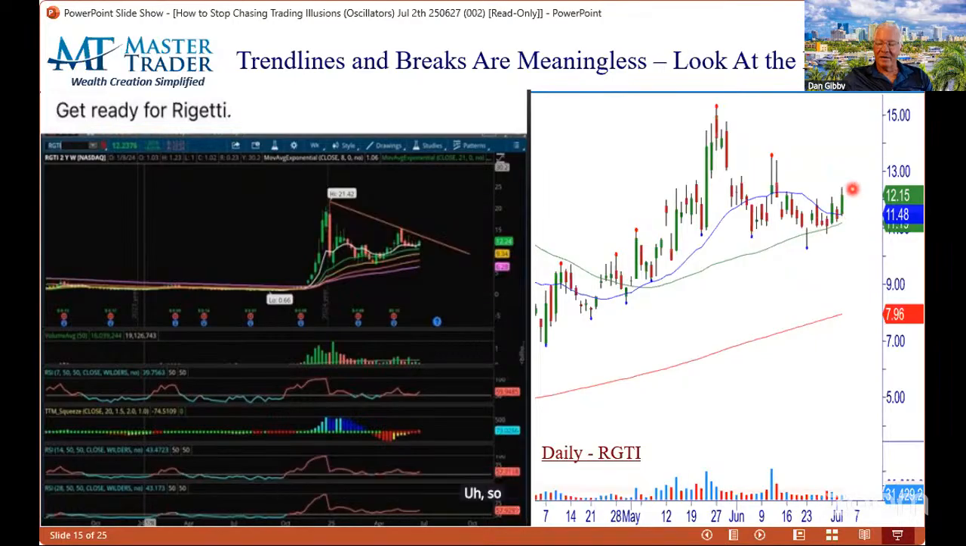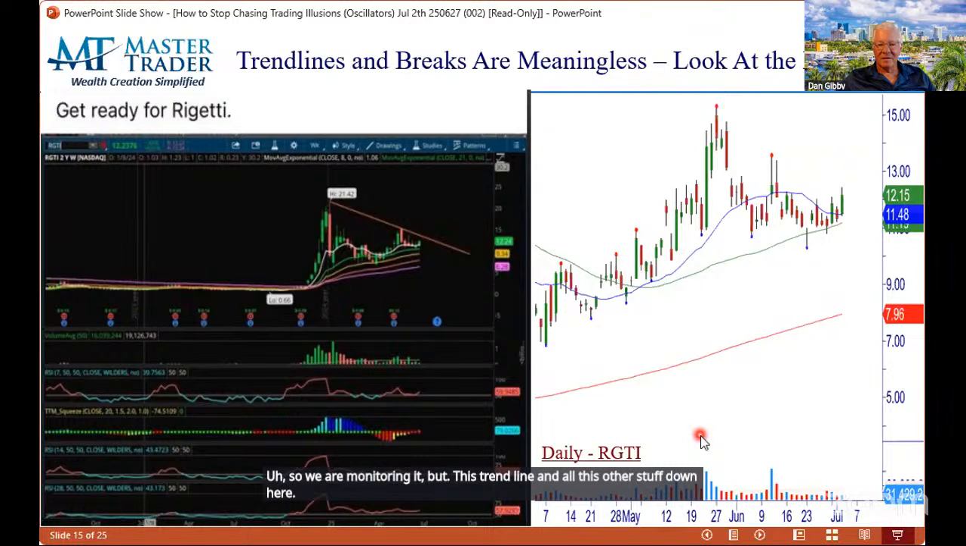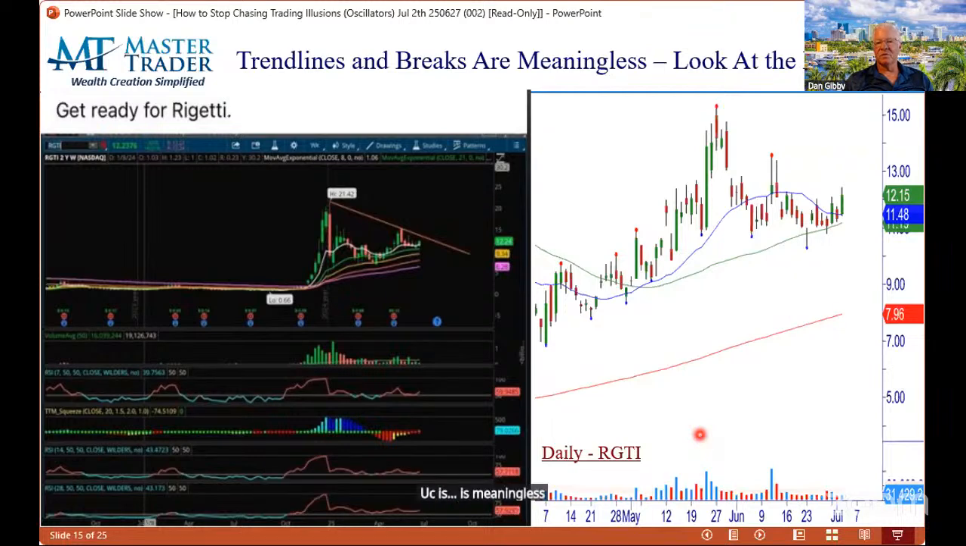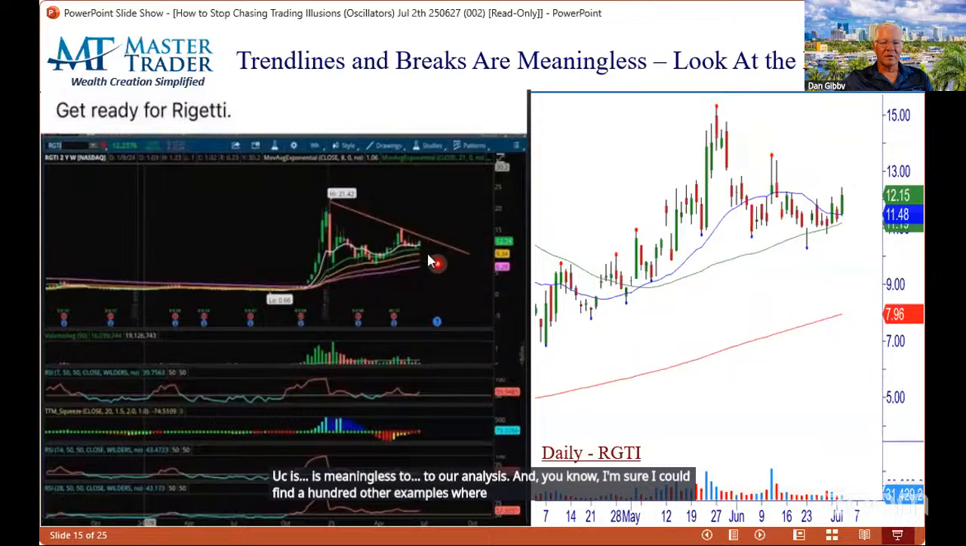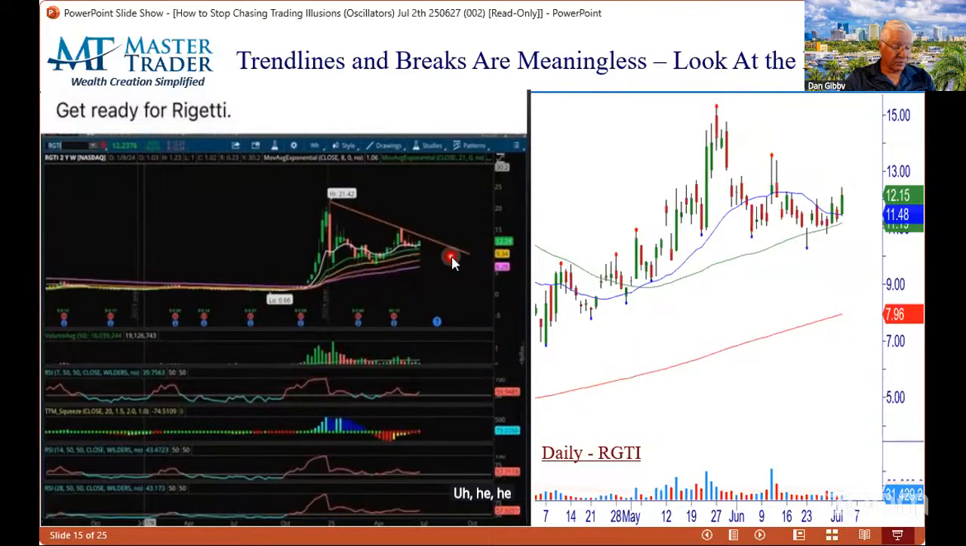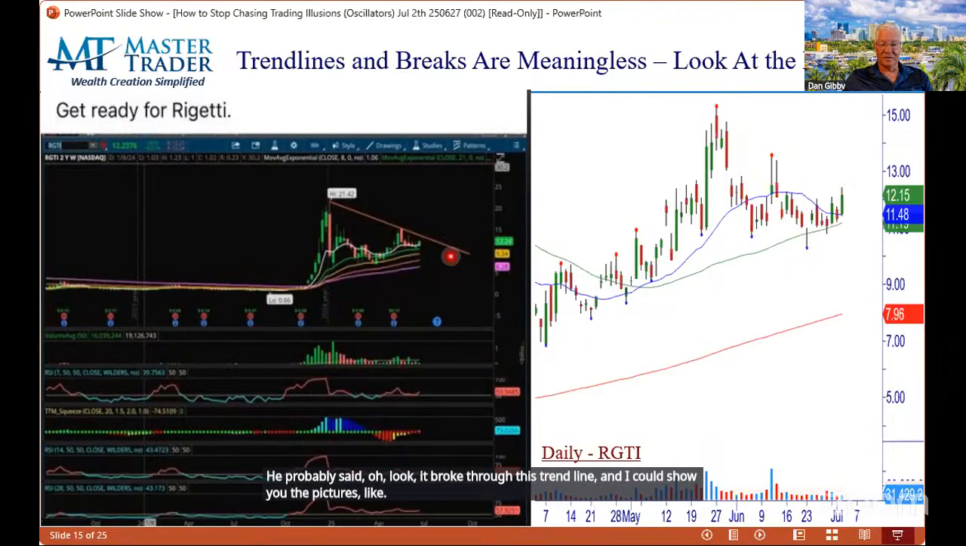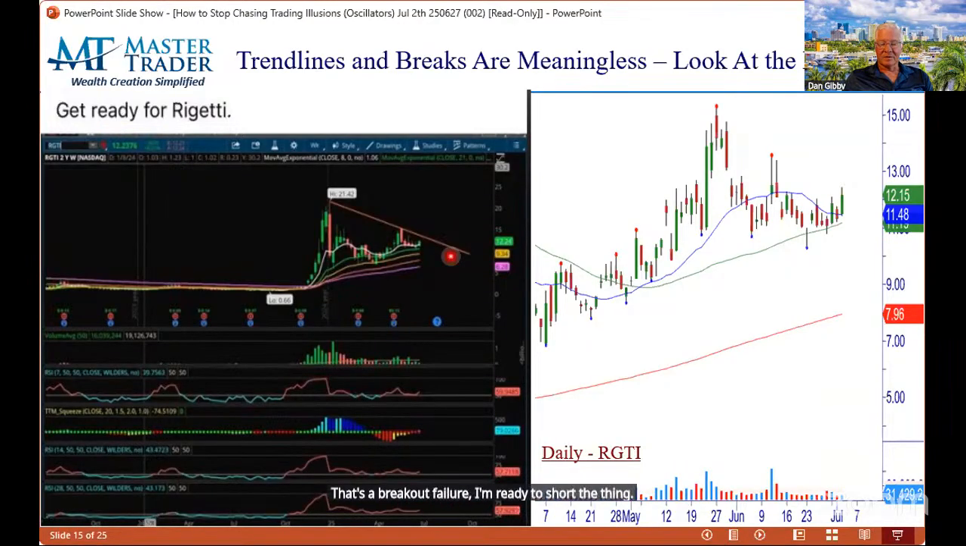So we are monitoring it, but this trend line and all this other stuff down here, you see, is meaningless to our analysis. And I'm sure I could find 100 other examples where he probably said, "Oh, look, it broke through this trend line," and I could show you the pictures. Like, that's a breakout failure. I'm ready to short the thing. So, just one example of people pumping this, and this is our analysis.